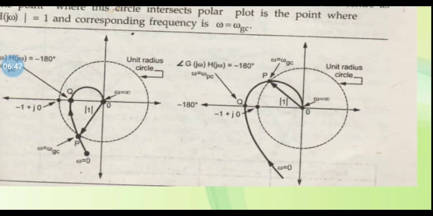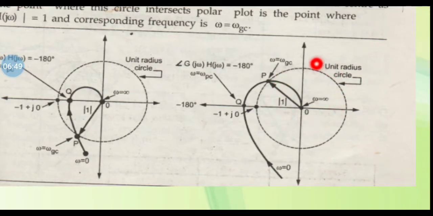Okay, here in this example, this is a unit circle radius. Then you can see this circle intersects the polar plot at this point. So this point is with magnitude of G(jω)H(jω) equal to 1. So this is a frequency ω equal to ωgc, this point P in this particular second figure. Okay.